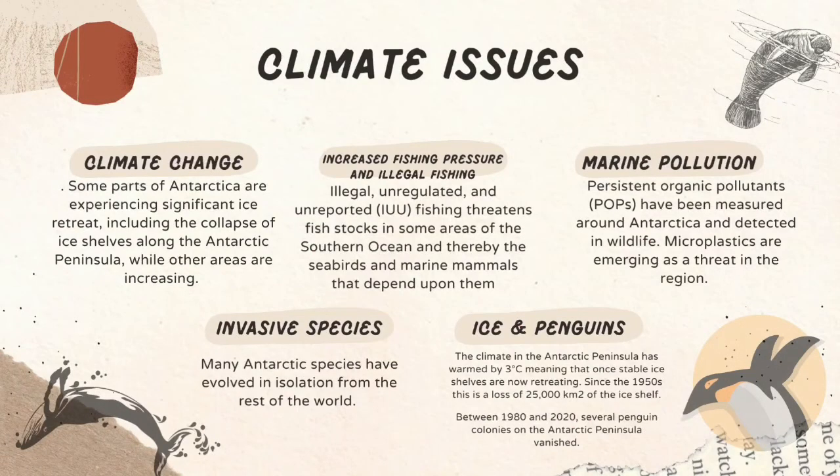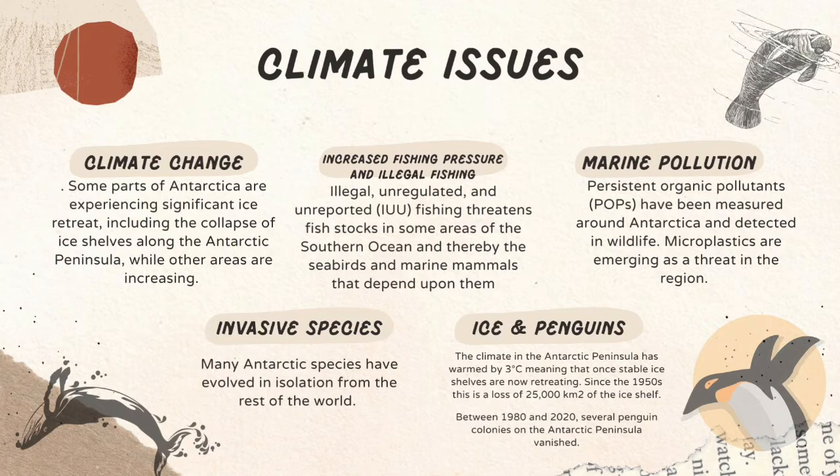Next is climate issues. Firstly is climate change. Climate change is the greatest long-term threat to the region. Some parts of Antarctica are experiencing significant ice retreat, including the collapse of ice shelf along the Antarctic Peninsula, while other areas are increasing. If our climate continues to warm and acidify the Southern Ocean, scientists predict that krill population could be devastated, undermining the entire food chain.